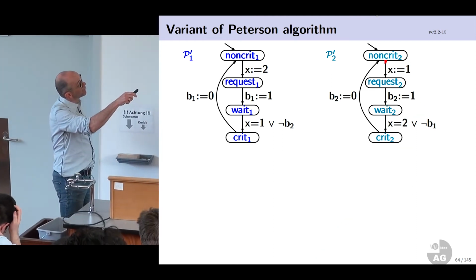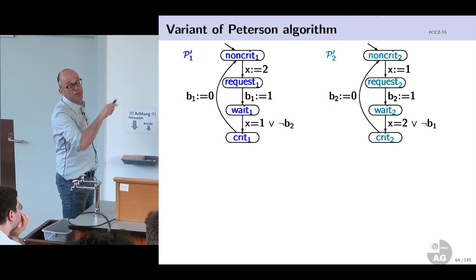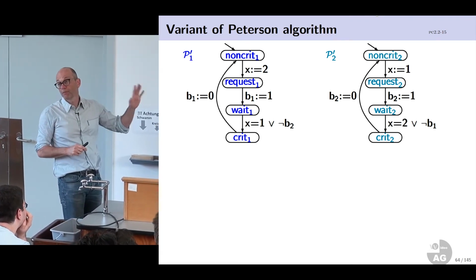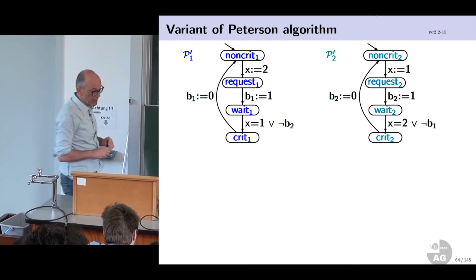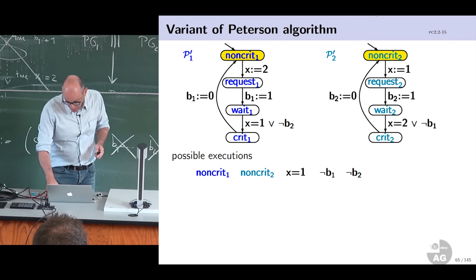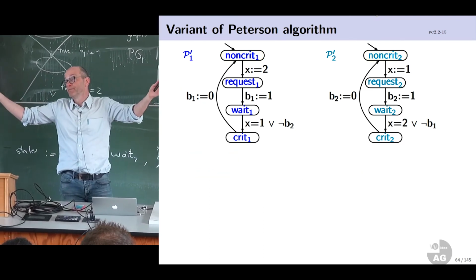Symmetrically, I do the same with thread number 2. I first do the assignment to x and then I do the assignment to the local variable b2. For the rest, the programs stay the same. So in terms of the program, what I do is I remove the atomic brackets.